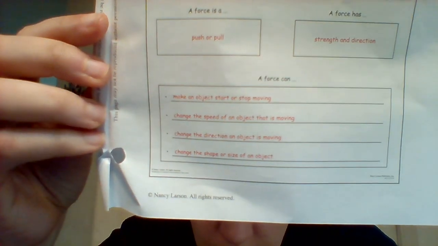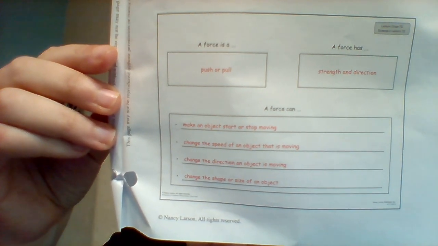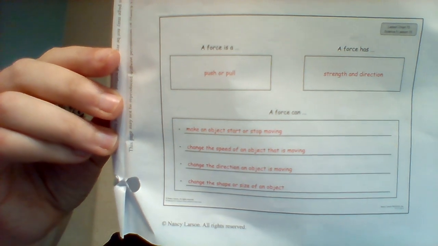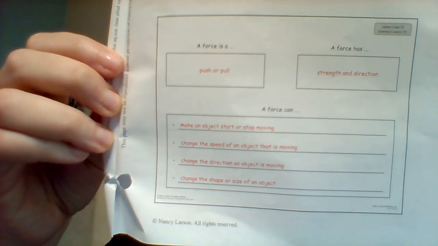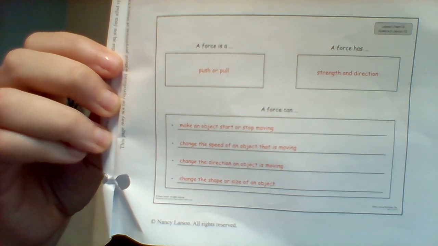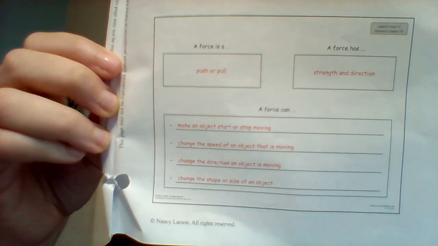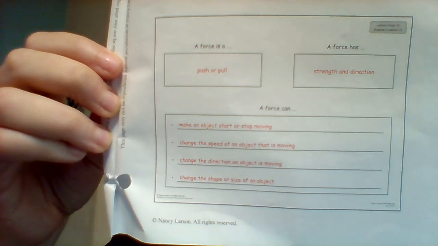So you should have, and I'll show you on the little screen here, at the bottom of your page, hopefully you got all that I told you. Okay, so at the bottom of that page, you should have all of this written down. So force is a push or pull. It has strength and direction. It can make an object start or stop moving, change the speed of an object that is moving, change the direction an object is moving, and change the shape or size of an object.